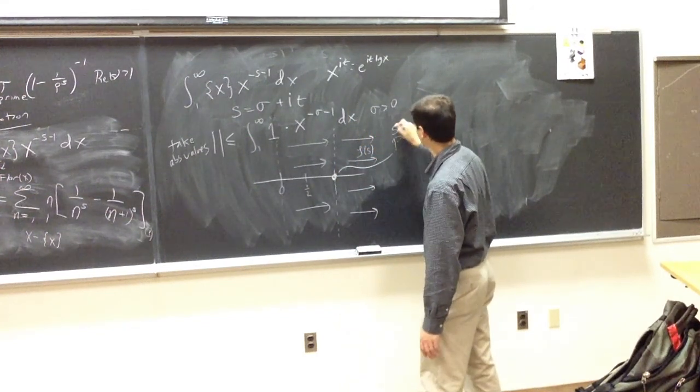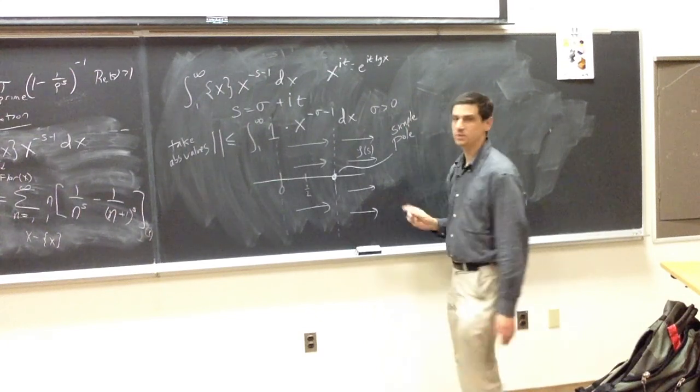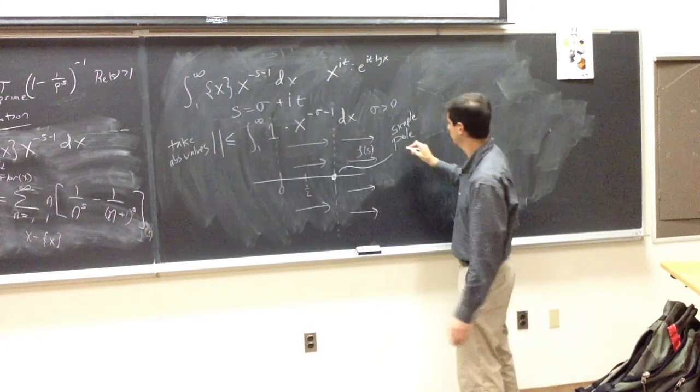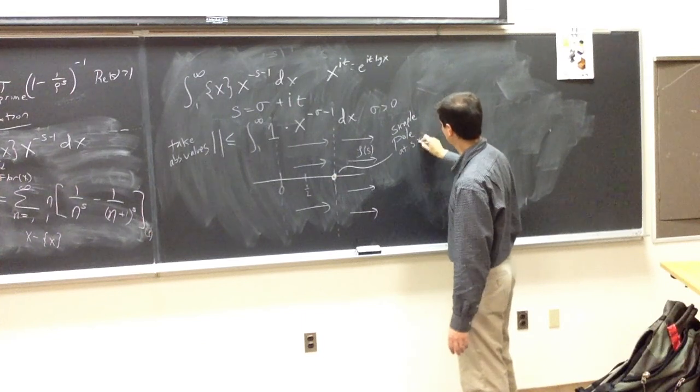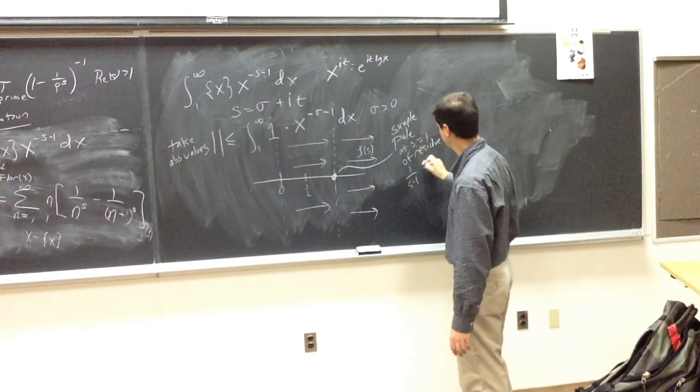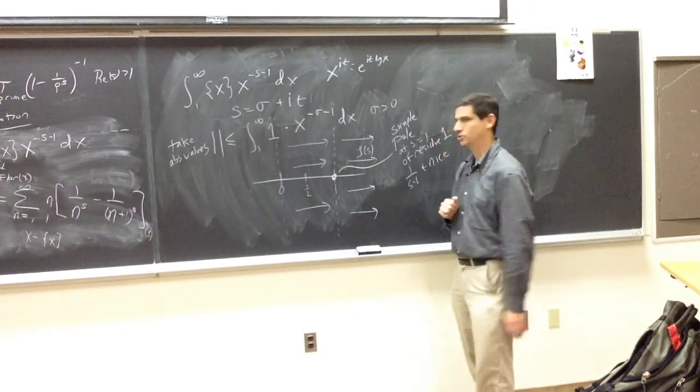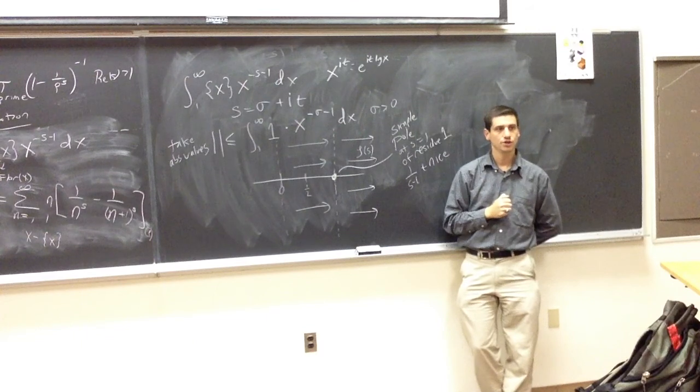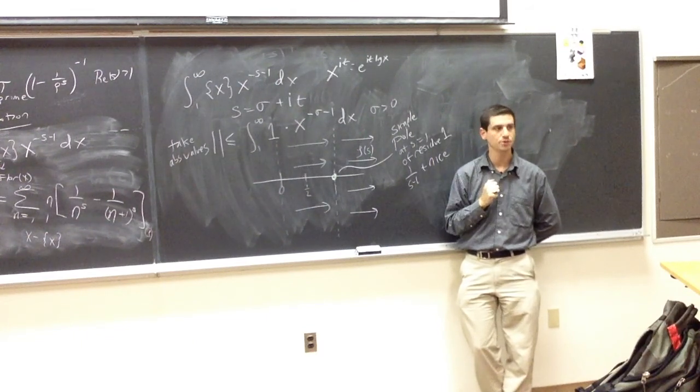It's a simple pole, and simple just means it looks like 1 over s minus 1 at s equals 1, with residue 1. So that means it looks like 1 over s minus 1 plus something nice as s goes to 1. So we have some information. The question is then, where are the other zeros and poles of the Riemann zeta function?